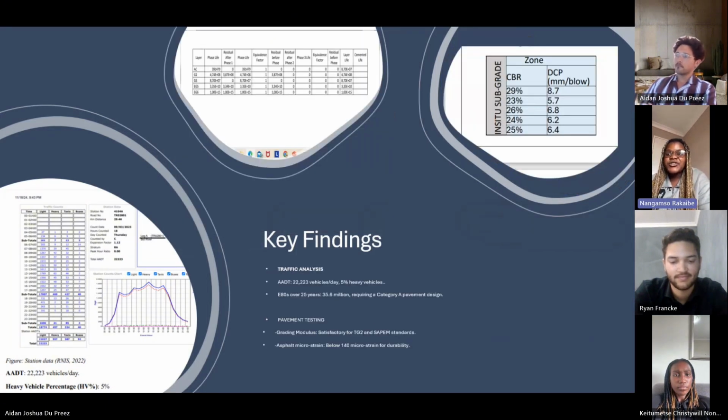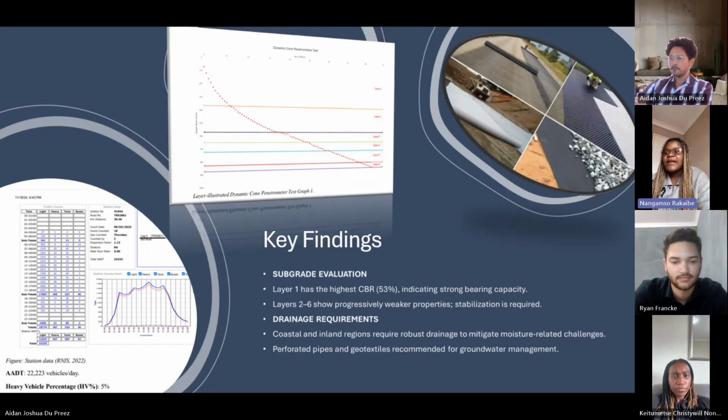The test results, which is the CBR and the DCP tests that we've conducted, the CBR values were found to be highly variable. Layer 1, which is closer to the surface, exhibited a high CBR value of 53%, indicating that it provides a strong foundation for the pavement. However, the deeper layers, specifically layer 2 through layer 6, showed a much lower CBR value, ranging from 23% to 29%. These values suggest that these layers are not strong enough to support heavy traffic loads without any type of treatment or stabilization.